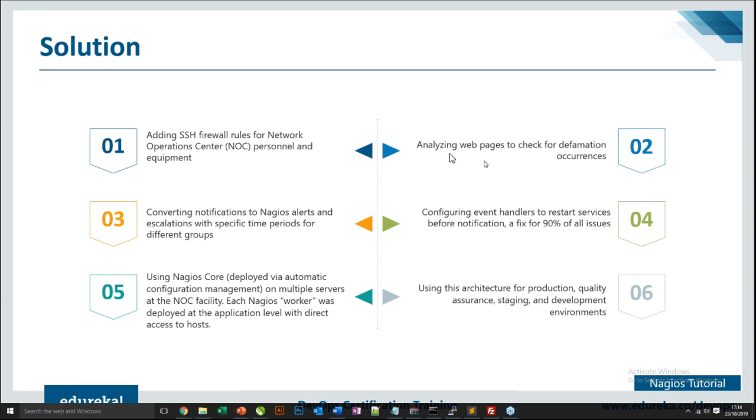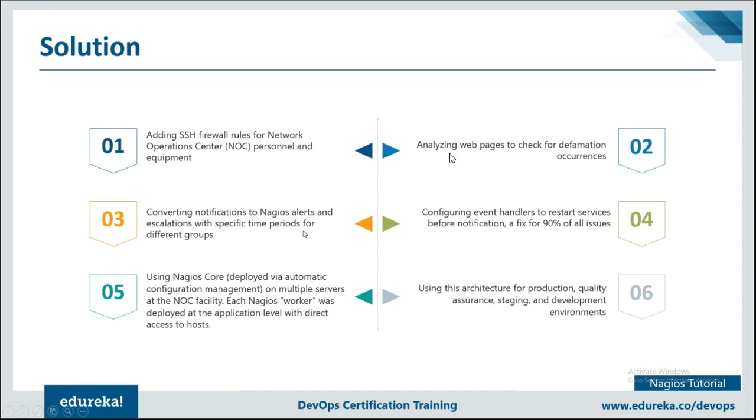Then they analyzed the web pages to check for defamation occurrences. Then converting notifications to Nagios alerts and escalations with specific time periods was done. Configuration of the event handlers was done in order to restart the services before notification, so that 90% of all the issues were fixed. That was done using this part.